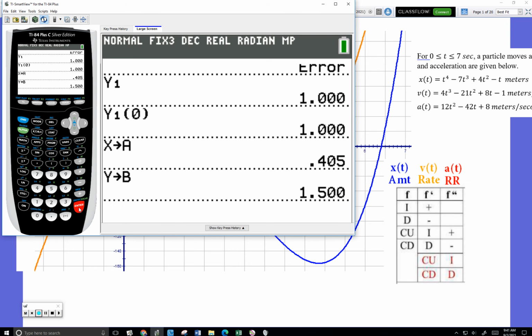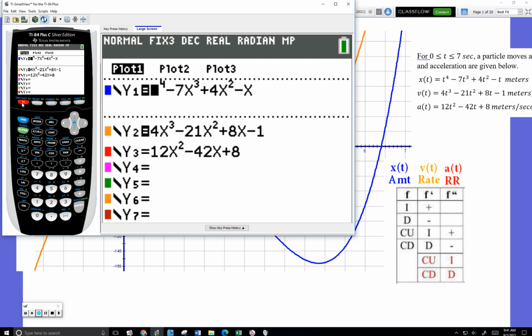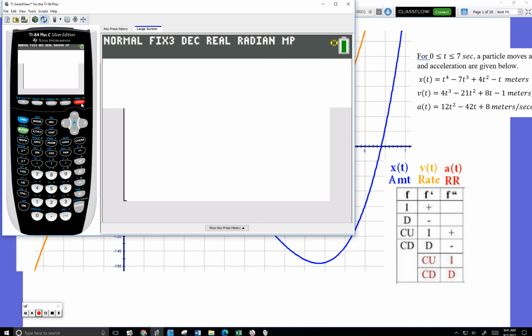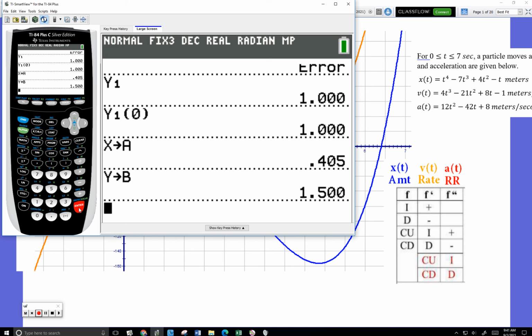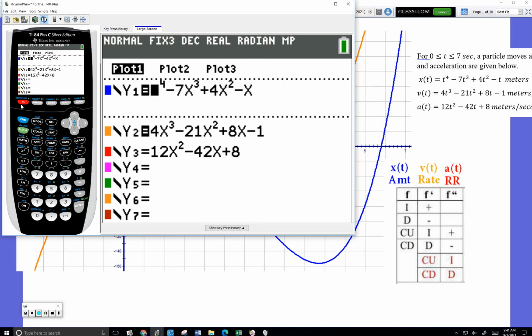Go to Y equal. What happens is you don't try to do this, it just happens. As you're entering the different formulas, you will accidentally highlight this button here called plot one. And once that's turned on, if you try to graph, you will always get this error message. So you fix it by turning that back off. So just go to Y equal, highlight. Now it's off, now it'll be fine. So, questions?